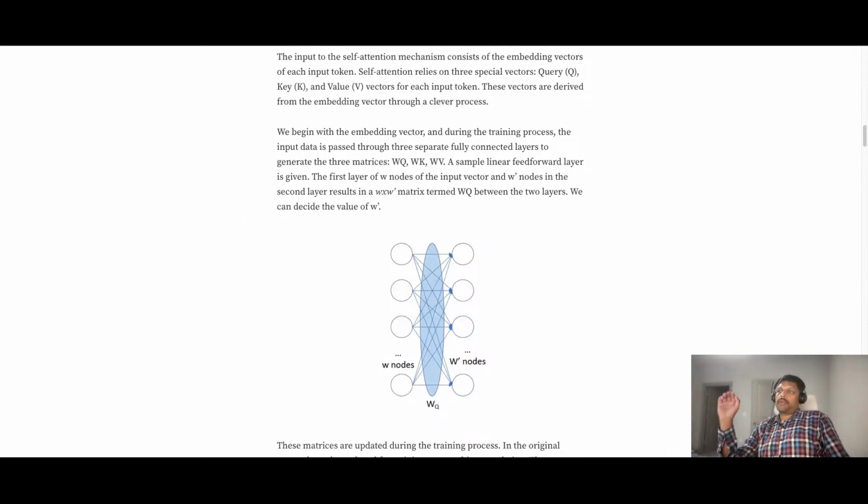We begin with the embedding vector, and during the training process, the input data is passed through the first layer of nodes only.